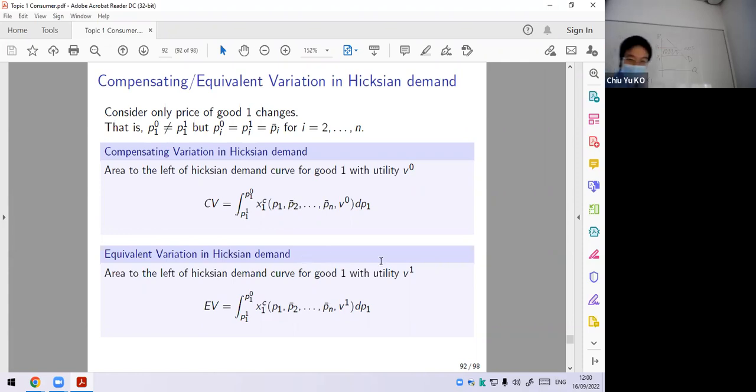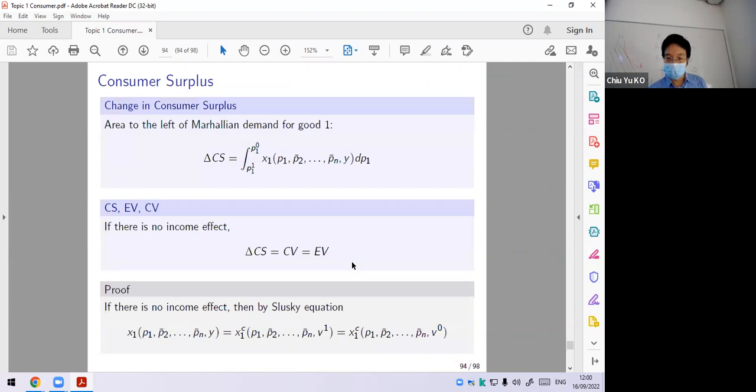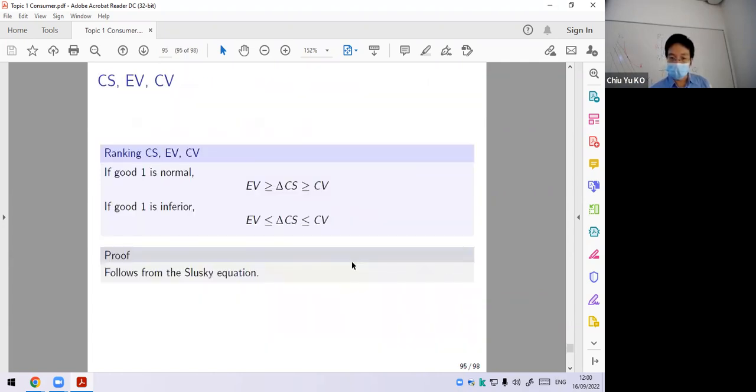The second statement, which I don't think I have time to prove today, you can check out the graph, will be the following. If the good is normal, okay, or inferior, depends on what they are, EV bigger than CV and CS will be within the two. If inferior, also the same, but the sign flips.